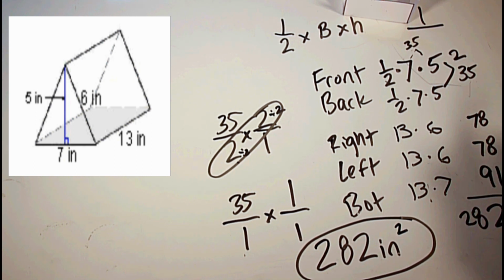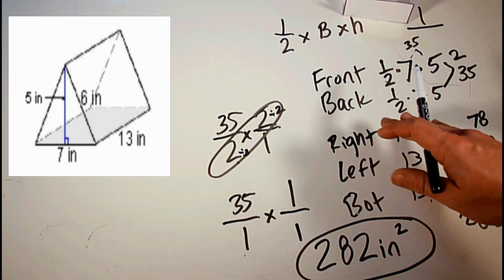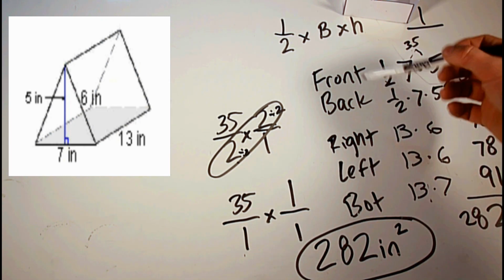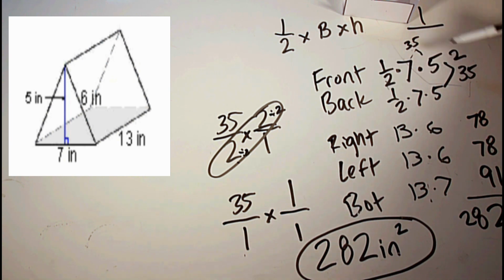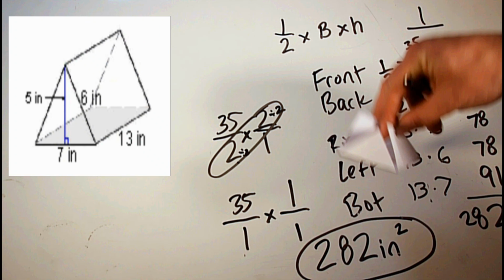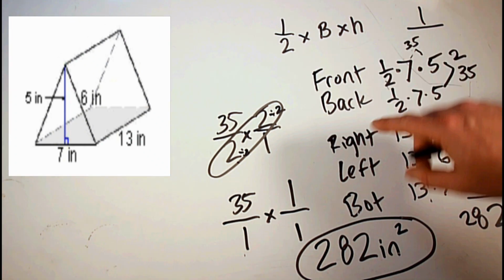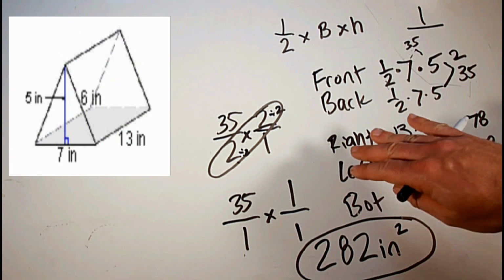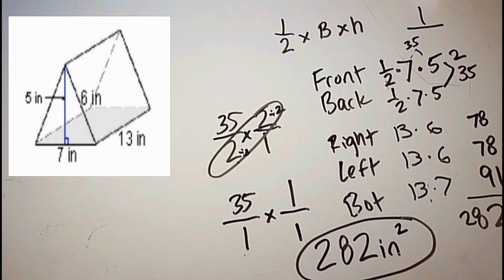Again, just like rectangles, it's pretty much the same process. The difference is we have 1/2 times the base times the height for the triangle faces. But that's really what's different. All right, let's try one more, practice this a little bit, and then go to the challenge problem.